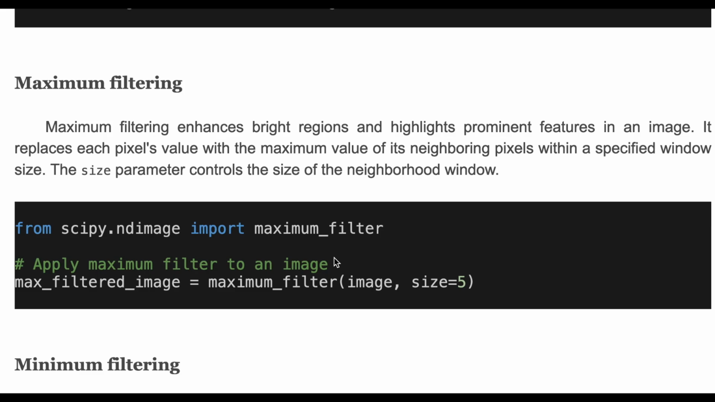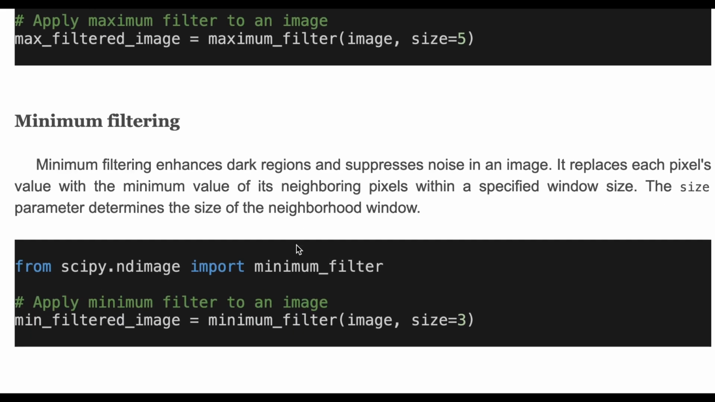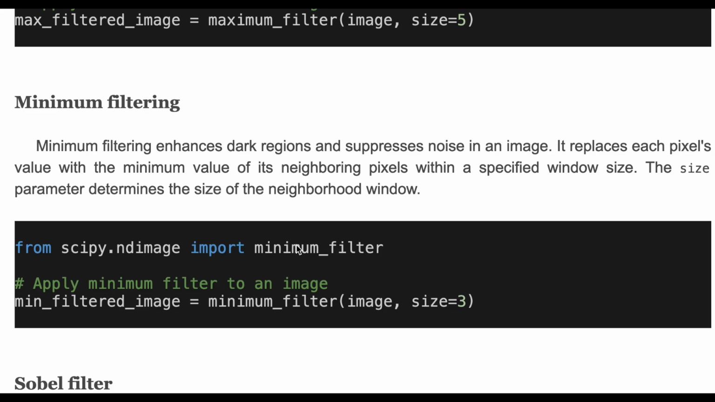Minimum filtering enhances dark regions and suppresses noise in an image. It replaces each pixel's value with the minimum value of its neighboring pixels within a specified window size. Here, the size parameter determines the size of the neighborhood window. In SciPy, we use the minimum_filter function to apply this filter.